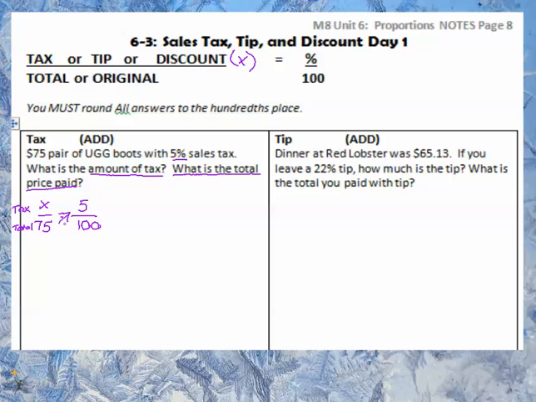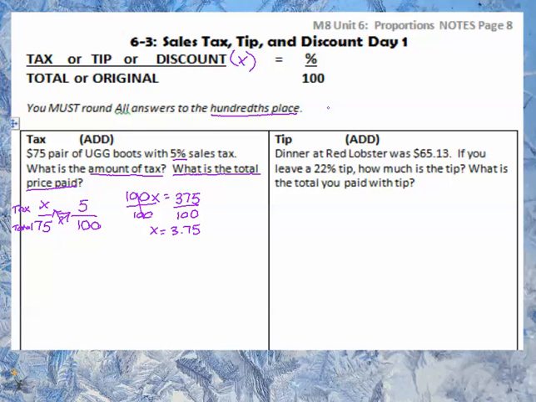Then you're going to cross multiply. I start with the X part first, so we have 100X is equal to 75 times 5 is 375. Divide by 100 on both sides to get X by itself. And when I do that, I'm left with X is equal to 3.75. Now, it says you must round all answers to the hundredths place.